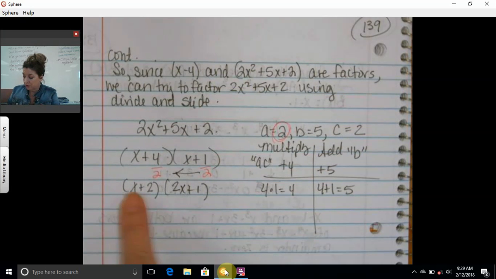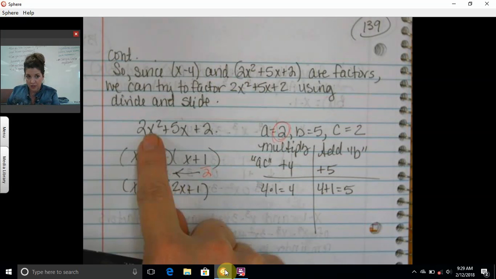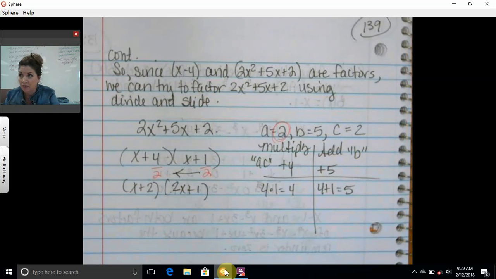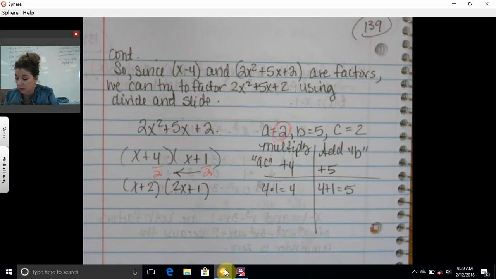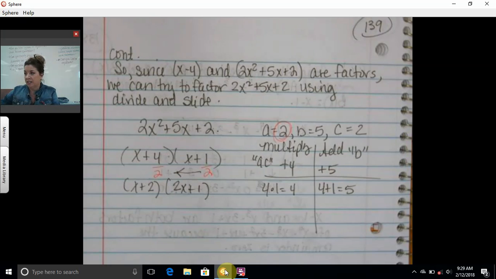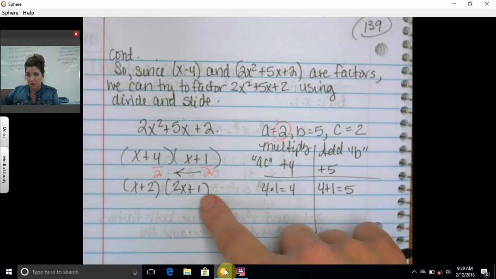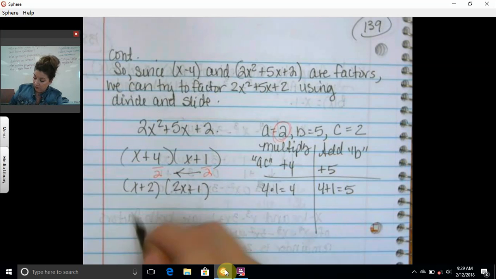So my first term times my first term, x times 2x, is 2x squared. And my last term times my last term is my last term. So that's just a quick check. If something's wrong there, we know we definitely did something wrong. If those are right, then we probably factored it correctly. And we did. So remember, we already had x minus 4 as a factor, and we took the quadratic and factored it further. So we have 3 factors.